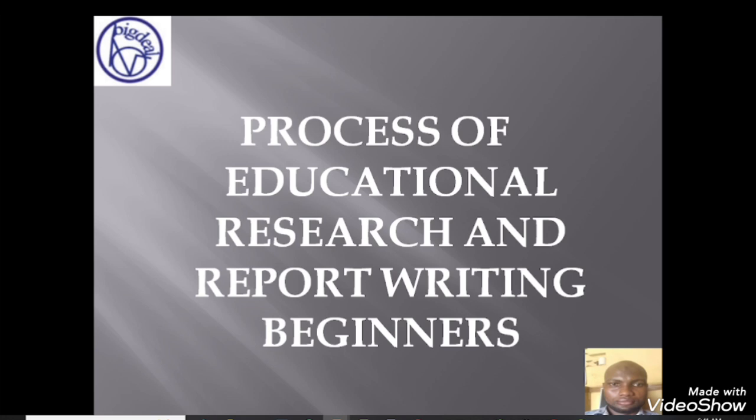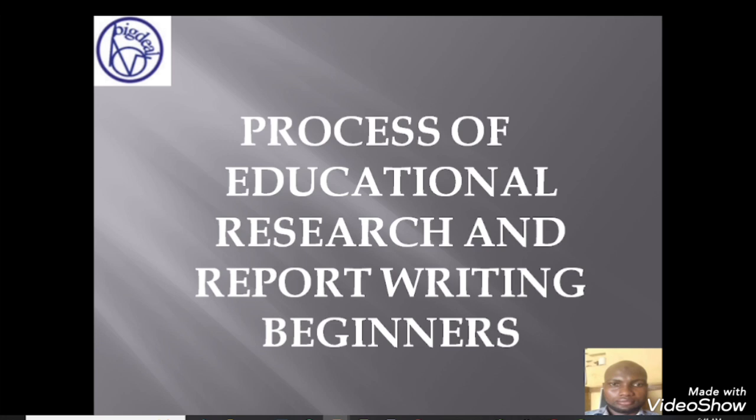Number 3 step is to formulate research questions or hypothesis. We formulate research questions or hypothesis, that is, ask specific, clear, and researchable questions. For example, does online learning improve test scores compared to classroom learning? You ask questions so that you can work and get the facts that you want.